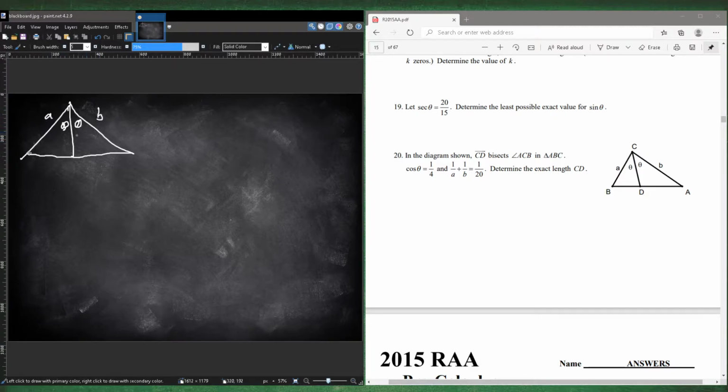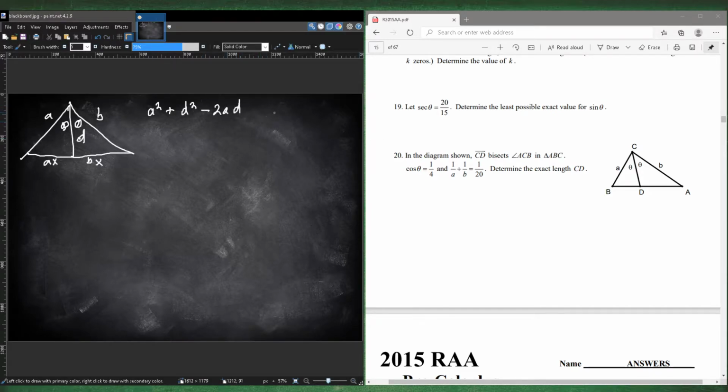We could use the angle bisector theorem, which gives us that if we bisect an angle, the side lengths should be in the ratio ax, bx, where x is the scaling factor. So how do we find the length of CD? We could call this length d and use the law of cosines. We focus on this triangle first: a squared plus d squared minus 2ad cosine of theta.